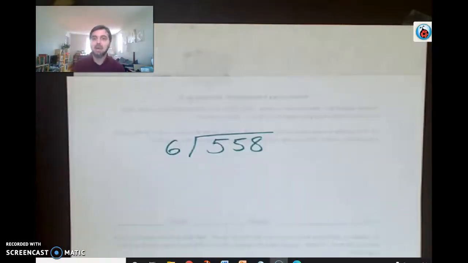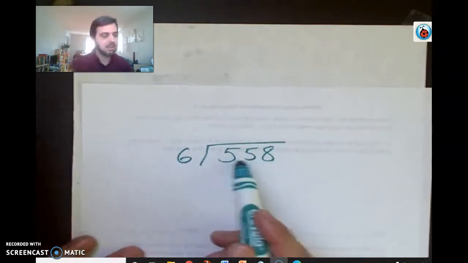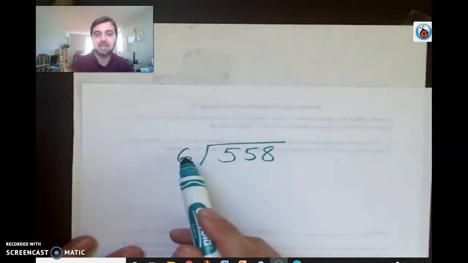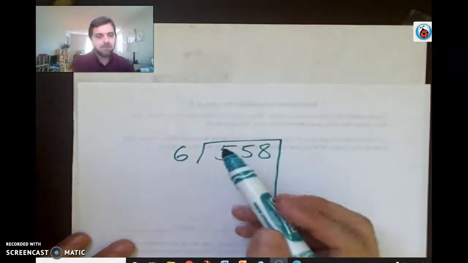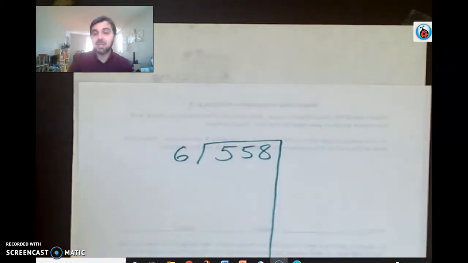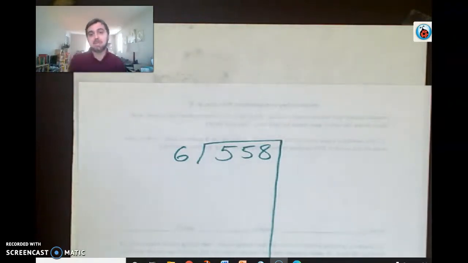Okay? All right, boys and girls, so if we have a problem like this, it's a 3-digit number, 558 divided by 6. With partial quotients, what we're saying is, just like multiplication, we're not going to do this problem in one step. It's just too much for anyone's brain, or most people's brains, to figure out. But let's break it down into steps.